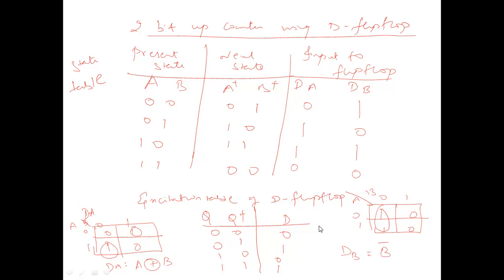Okay, now you have got the inputs to the flip-flop. DA is nothing but A exclusive OR with B. DB is nothing but B bar. You can realize that using the gate and the flip-flop. So now you are using two D flip-flops. One flip-flop you are calling an A flip-flop, another you are calling a B flip-flop.